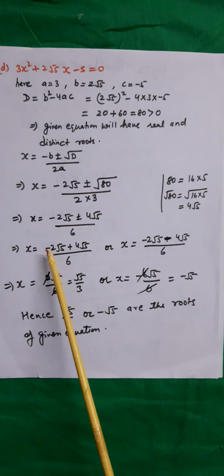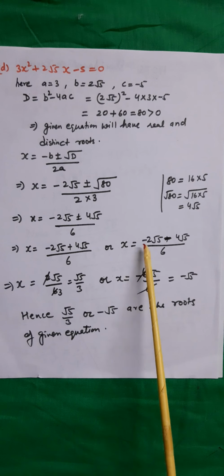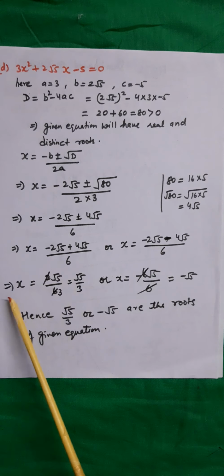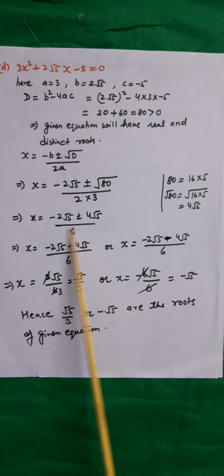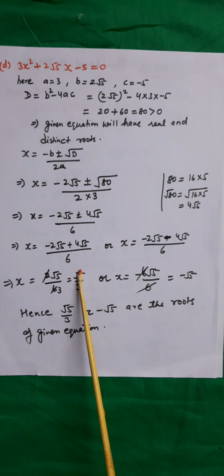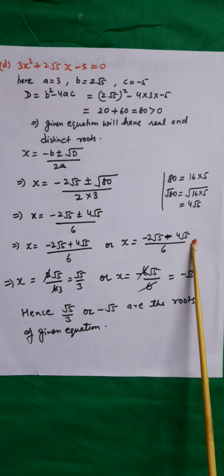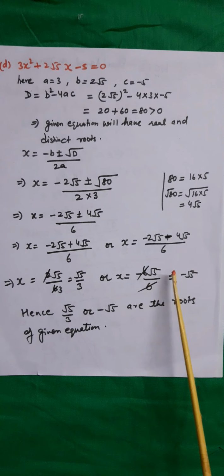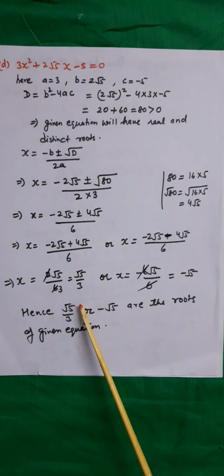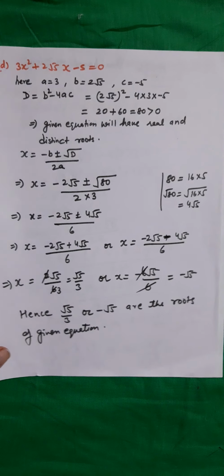which means x = (−2√5 + 4√5) / 6, or x = (−2√5 − 4√5) / 6. This will give me 2√5 / 6. 2 and 6 will cancel, so √5 / 3. Here −2√5 and −4√5 will give me −6√5. 6 and 6 will cancel. So x = −√5. Hence √5/3 or −√5 are the roots of the given equation.